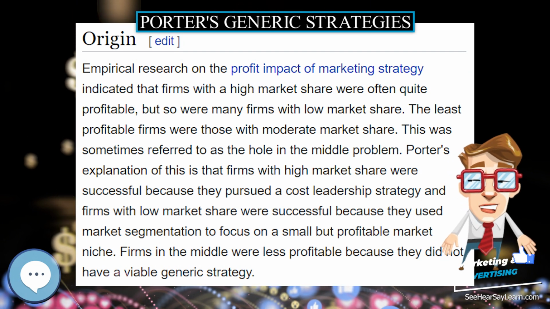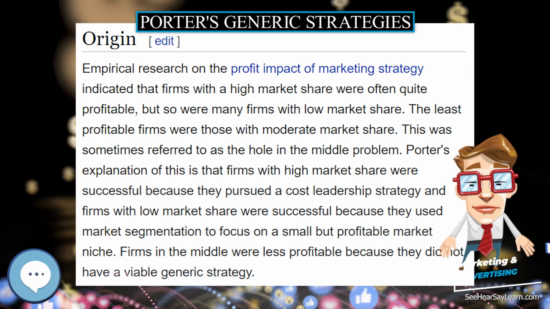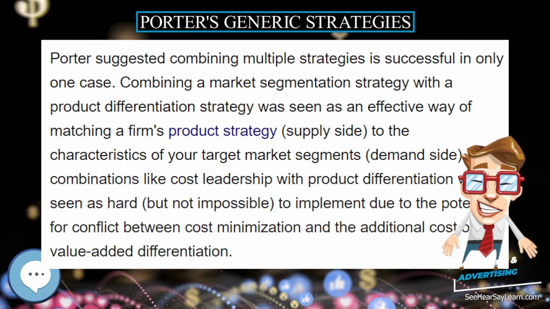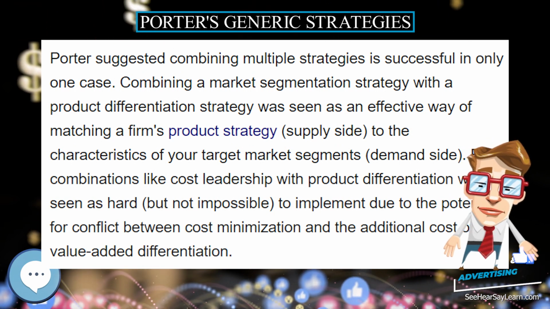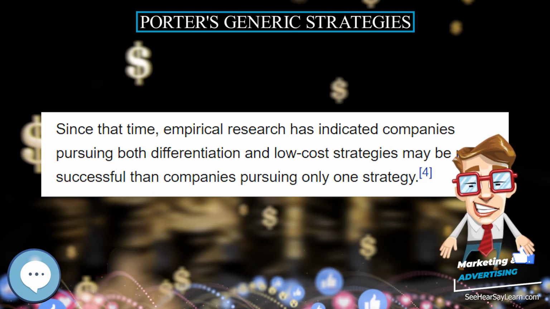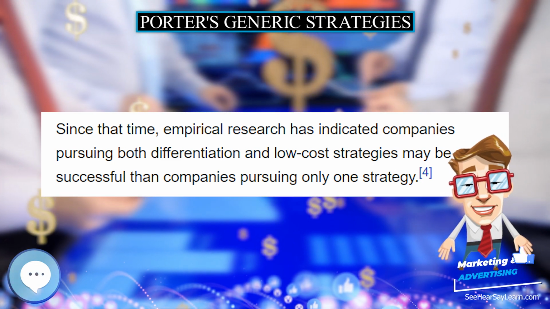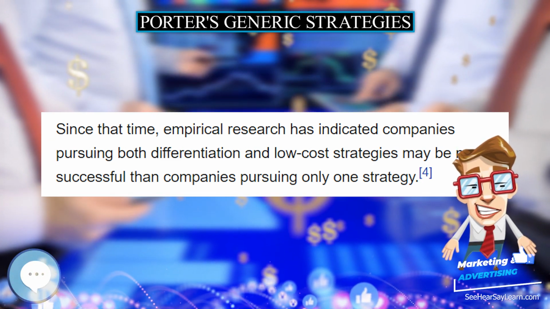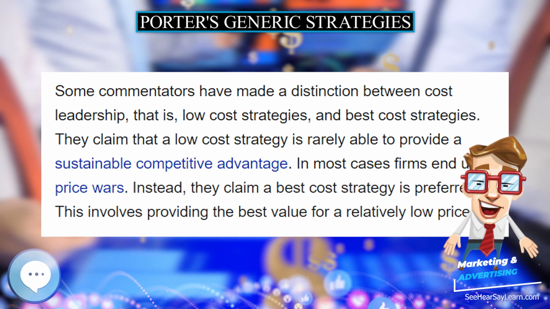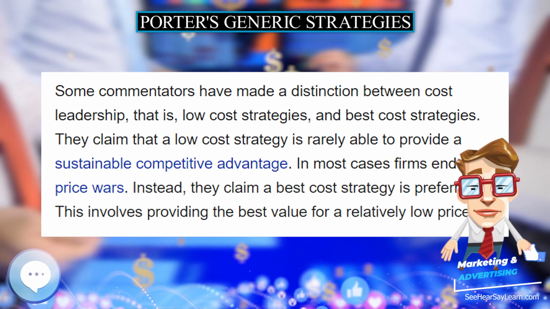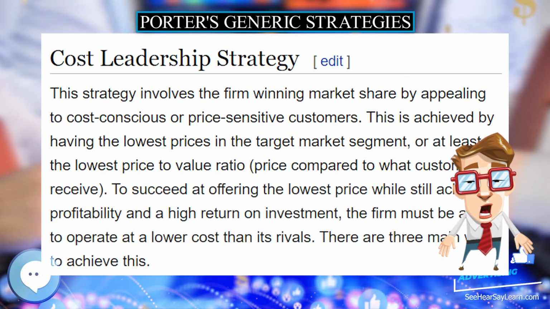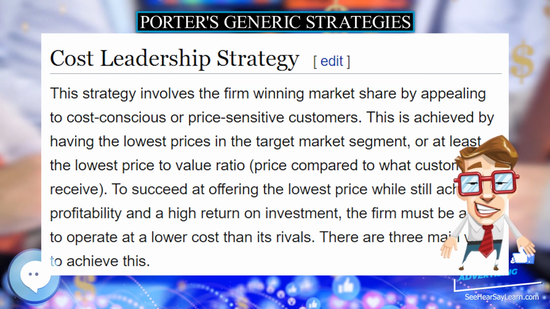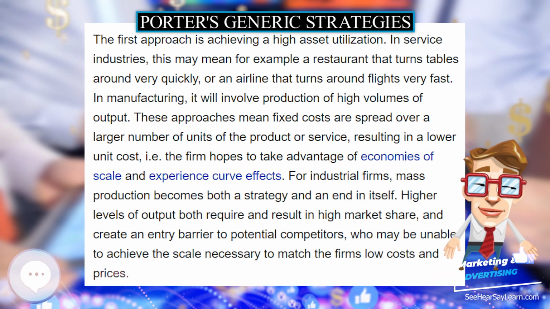A company also chooses one of two types of scope, either focus, offering its products to selected segments of the market, or industry-wide, offering its product across many market segments. The generic strategy reflects the choices made regarding both the type of competitive advantage and the scope. The concept was described by Michael Porter in 1980.